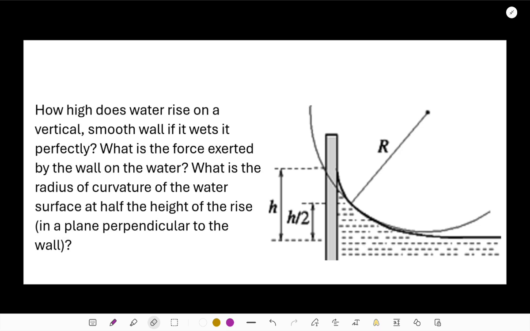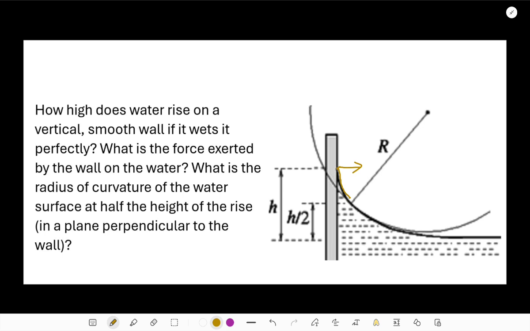If it wets it perfectly, that means the angle between the water layer and the wall is 90 degrees. That is why we say that it wets it perfectly.